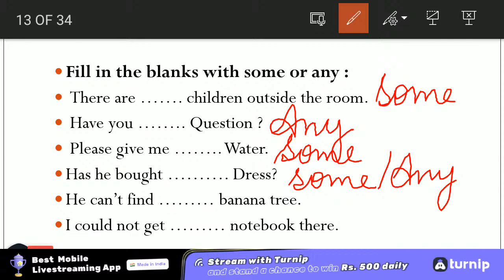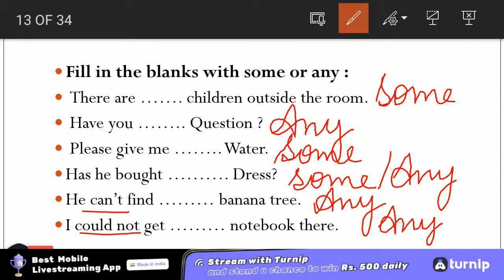Next, he can't find dash banana tree. Now it is a negative sentence, and it is very easy. What we have to use in negative sentence? Perfect. We have to use any. So he can't find any banana tree. I could not get dash notebook there. Now since there is not, what determiner would be used with not? Yes, any. I could not get any notebook there. So these were some questions or fill in the blanks related to some and any.